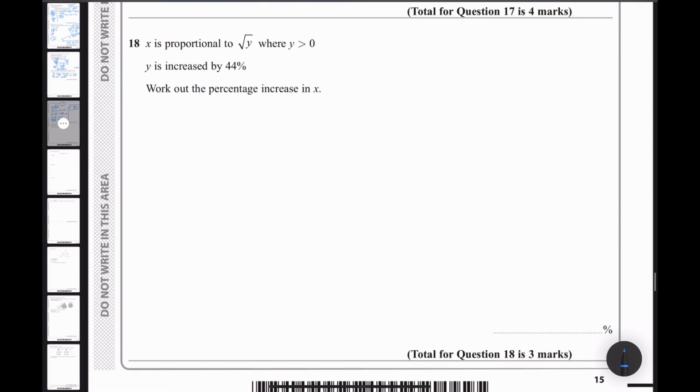Alright, now question number 18. It says x is proportional to root of y, where y is bigger than 0, which means that y is positive. y is increased by 44%. Work out the percentage increase in x. So we have to find out the percentage increase in x. So it's like this.